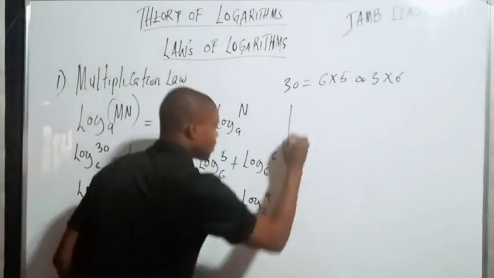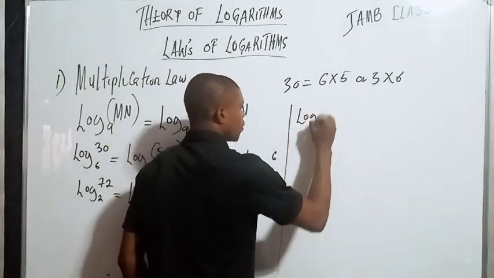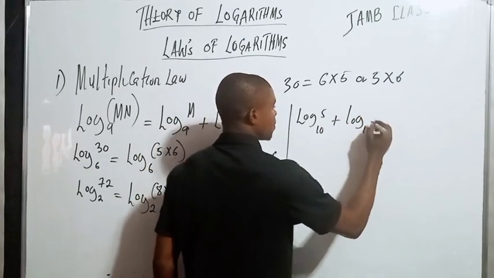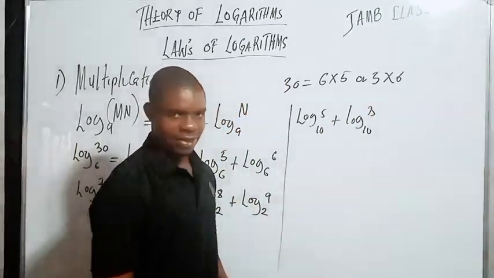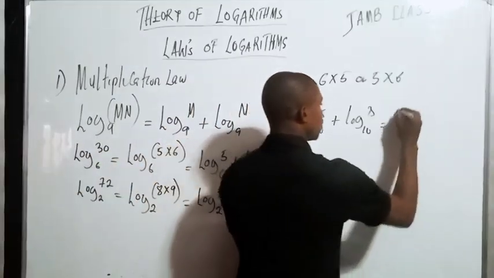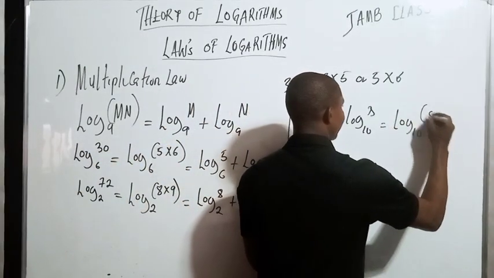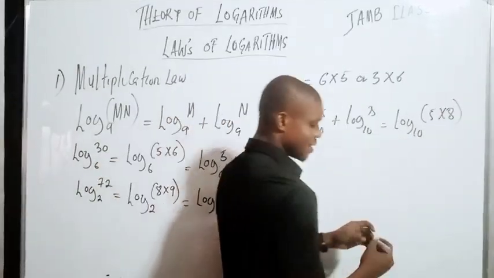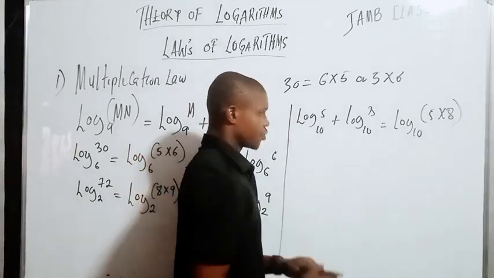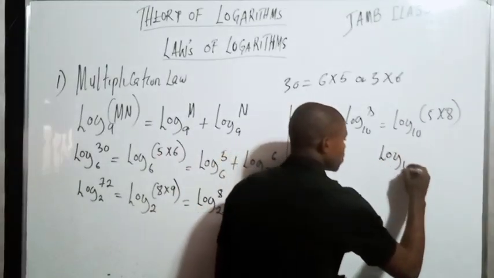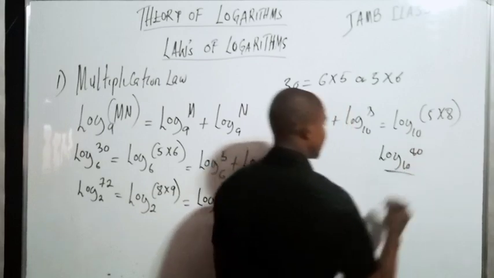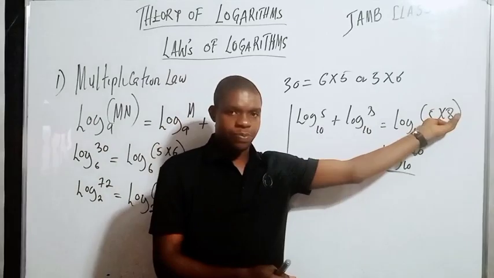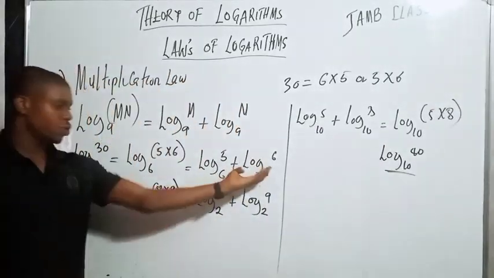Now, what if you have something like log 10 of 5 plus log 10 of 8? How do you evaluate it here? It's the same thing as log 10 of 5 times 8. Can you see that? 5 times 8 is 40. So it's the same as log 10 of 40. So you can go either from multiplication to addition or from addition to multiplication. You get that?